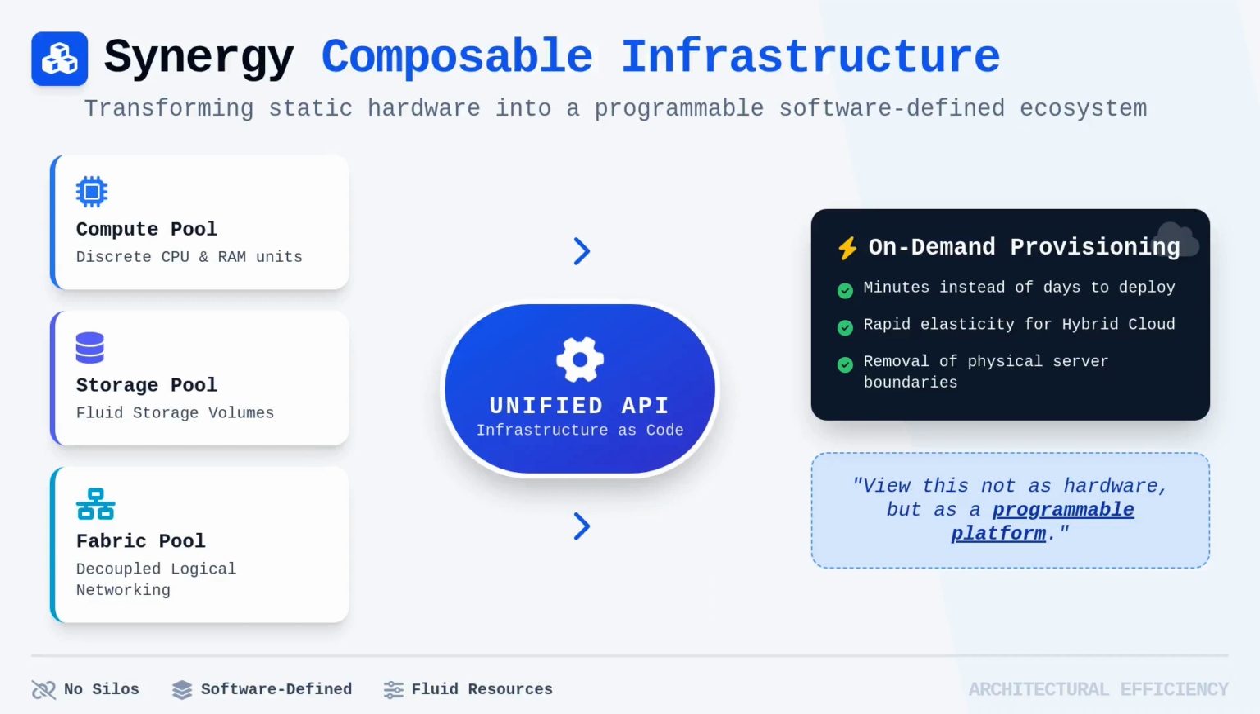This level of abstraction is essential when you consider the requirements of modern hybrid cloud workloads that demand rapid elasticity. As an engineer, you should view this not merely as hardware, but as a programmable platform where the state of the infrastructure is maintained as code.